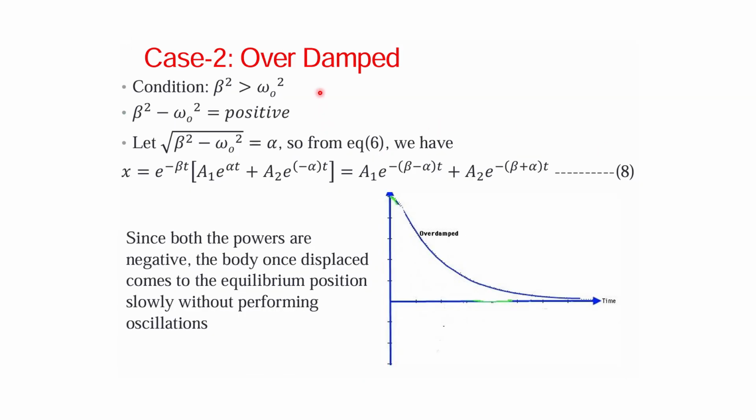The second is overdamped. When damping is strong, meaning beta squared is greater than omega squared, the system doesn't oscillate at all. Instead, it slowly returns to the equilibrium position without bouncing back and forth. The solution looks like this.